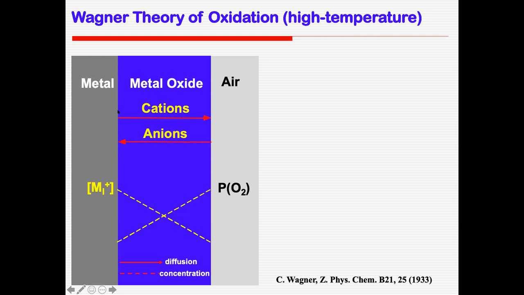So the diffusion is driven by chemical potential. Basically, say you have a higher oxygen pressure on the outer surface, and a low pressure at the interface. So there's a large chemical potential gradient. That serves as a driving force to cause the inward diffusion of oxygen and also the outward diffusion of metal atoms. Okay. So for this model, there are a couple of assumptions.